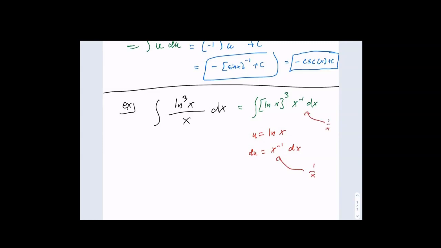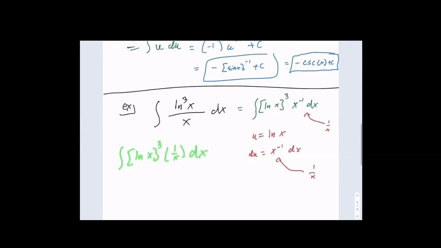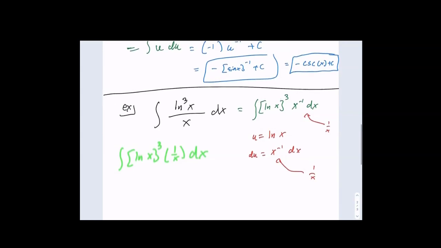So it really depends on how you have simplified it. Oftentimes when I rewrite this, I write it as natural log of x to the third power times 1 over x dx. The reason why I do it this way is just because I like the derivative of ln of x being 1 over x. But they really are the same thing. As long as you can recognize, even if you wrote this as 1 over x, that that's just my du, then you're set.